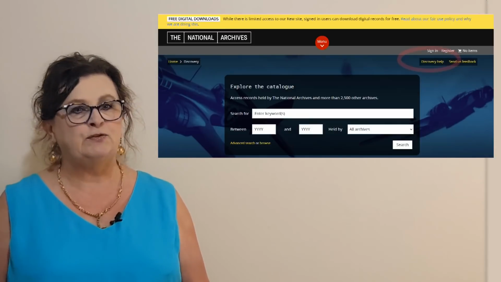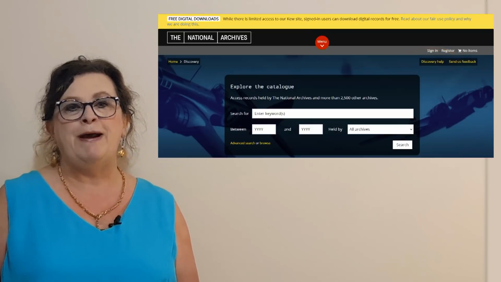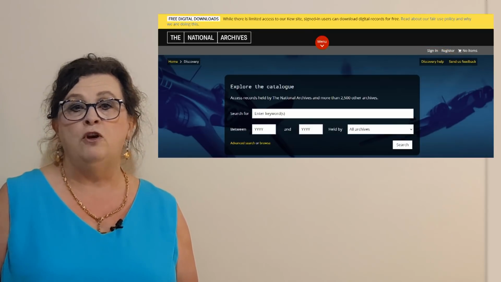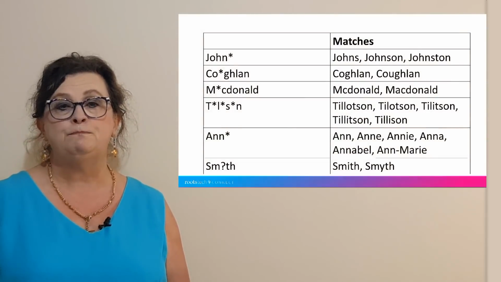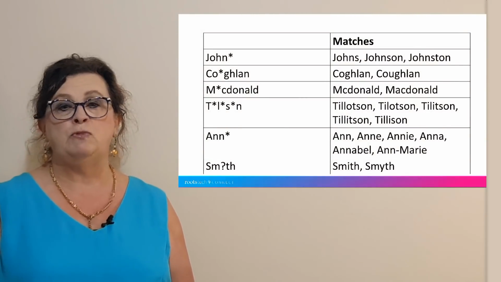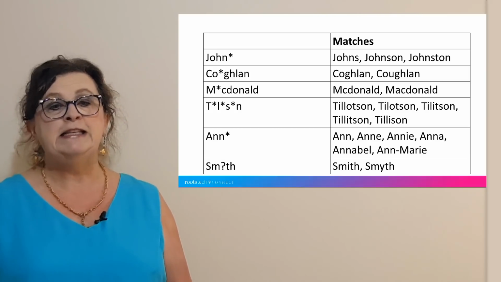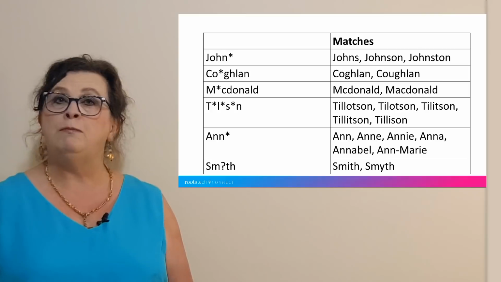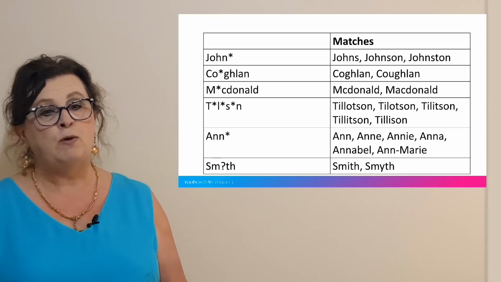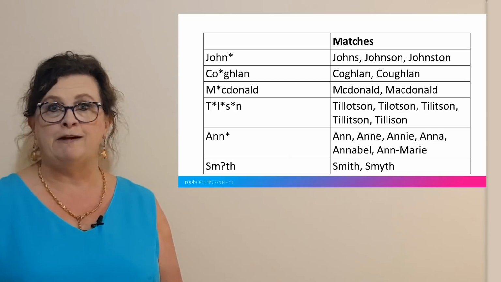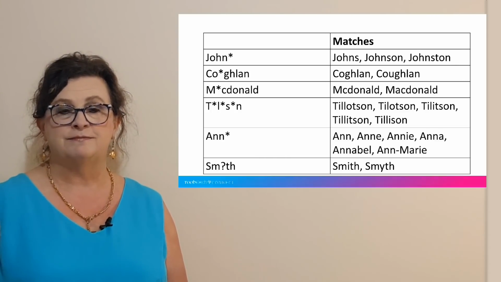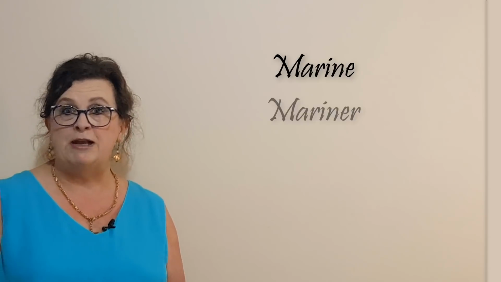Their help, accessed from the top of the search screen, can tell you about the use of and, or, not, and wildcards. Wildcards are special symbols that you can use in your search. In this case, the asterisk or star will match 0 or more characters, and a question mark will match exactly 1 character. We also learn that Discovery will search for derivatives of keywords unless you place the word in speech marks. An example is that a search for marine will also match mariner.